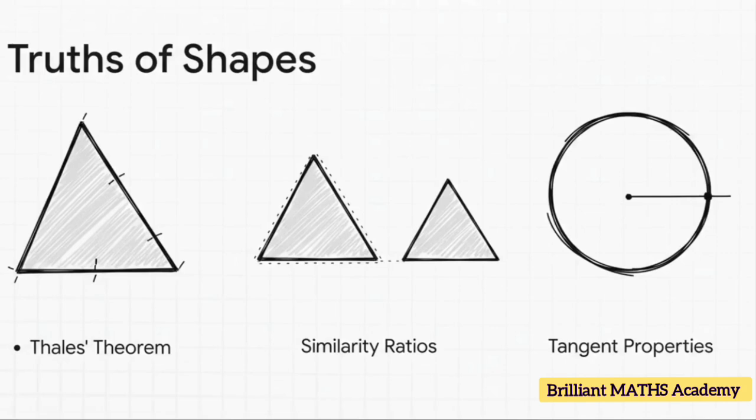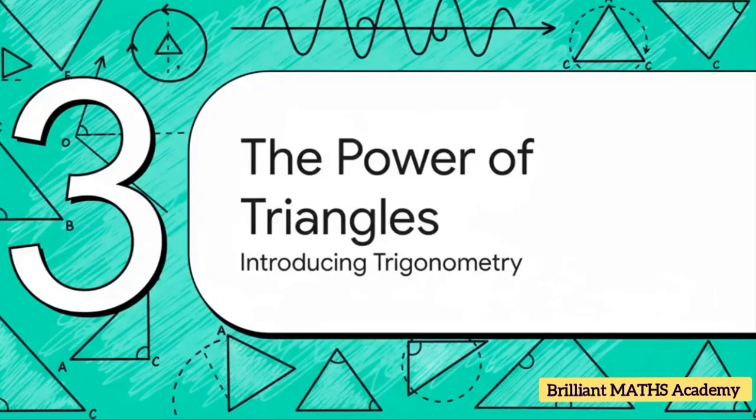For example, Thales' theorem shows us this neat trick with triangles. If you draw a line parallel to one side, it automatically divides the other two sides in perfect proportion. Similarity ratios? Those let us scale any shape up or down while keeping everything looking right. And tangent properties, well, they define that elegant way a straight line can just kiss the edge of a circle at exactly one point.